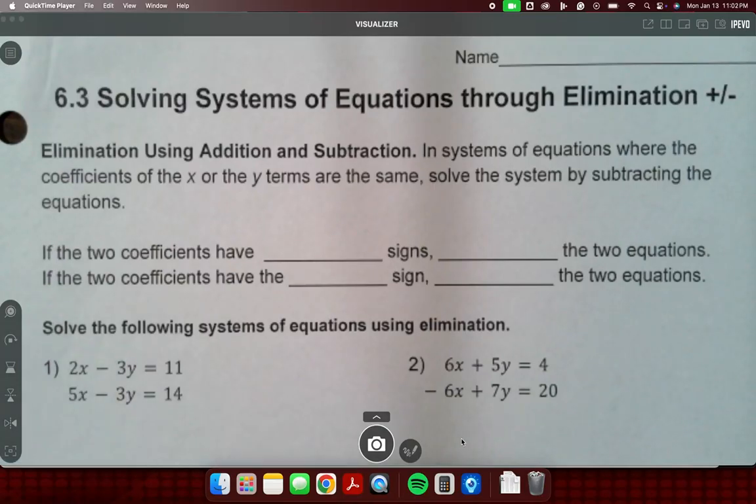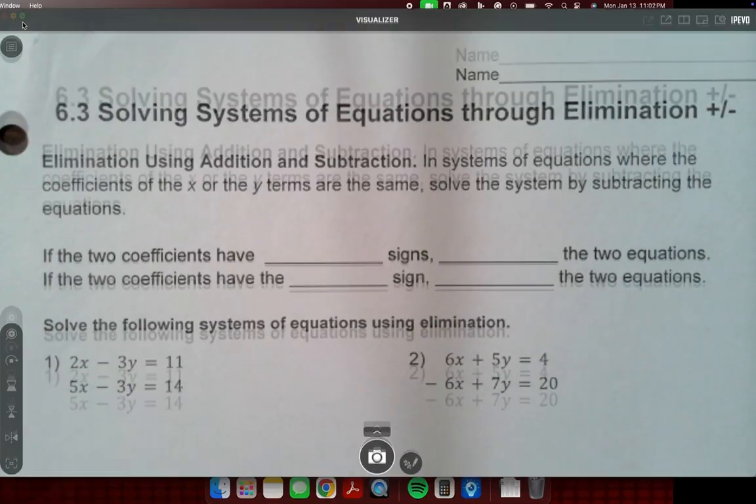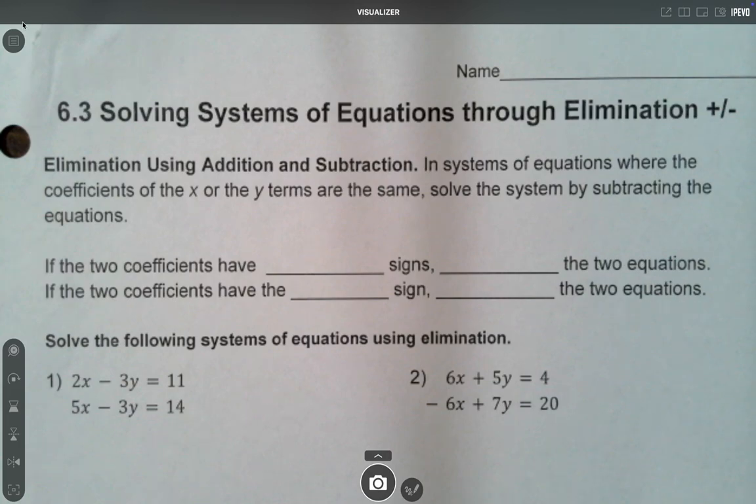The game continues as we seek to solve systems of equations. We've learned how to do it by graphing. We've learned how to do it through substitution. Now we're going to learn a third way, and that's called elimination.